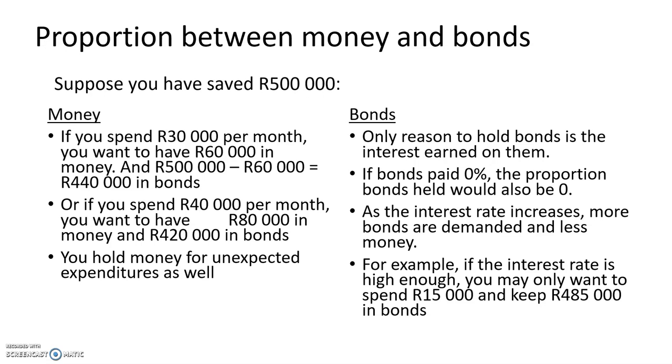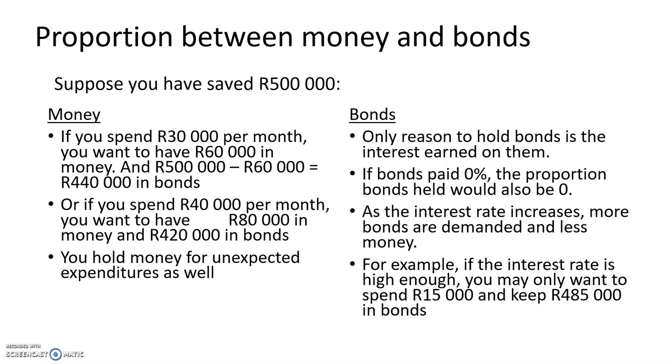Proportion between money and bonds. So suppose you have saved 500,000 Rand. So let's look at money. If you spend 30,000 Rand per month, you want to have 60,000 Rand in money. And 500,000 Rand minus 60,000 Rand equals 440,000 Rand in bonds. Or if you spend 40,000 Rand per month, you want to have 80,000 Rand in money and 420,000 Rand in bonds. You hold money for unexpected expenditures as well.